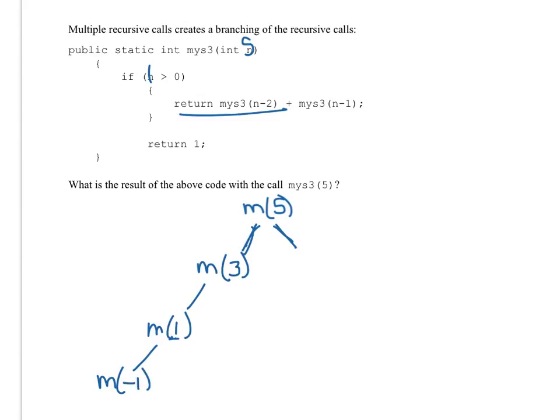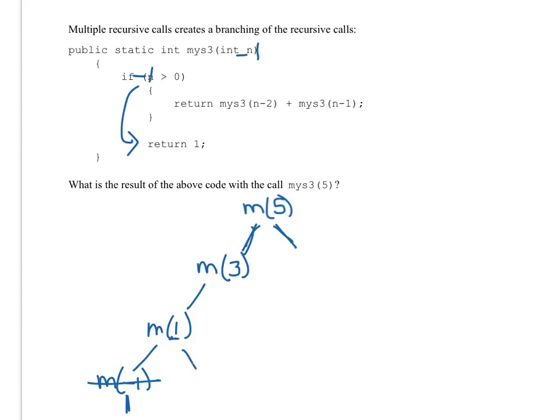Negative 1. That ended it. So at this point, when I call mystery negative 1 here, negative 1 isn't greater than 0, so it won't enter here. It's going to return the 1. So that means this guy is 1. Okay, so I have an answer for that one.